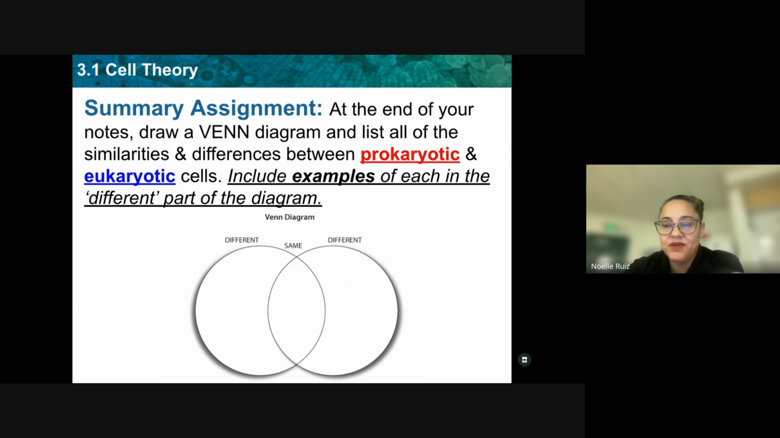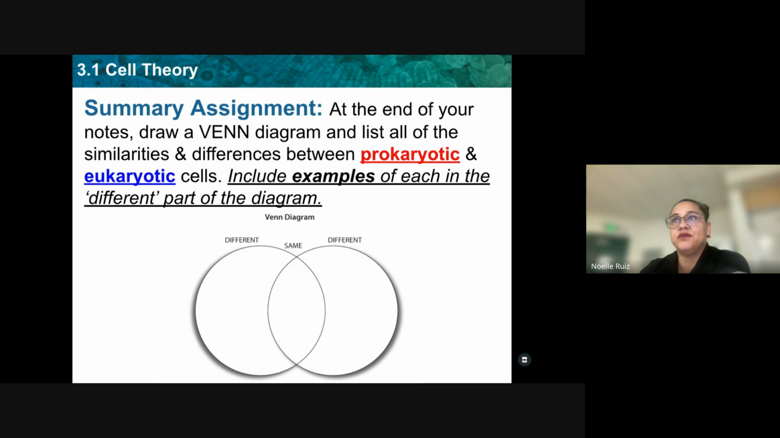Like, it doesn't have to be overly complicated. 2 to 3 bullet points each is fine. I gave you 3 for the middle portion. One of the bullet points on each side should be examples of each. So that's what we're doing for the summary portion of the notes this week.